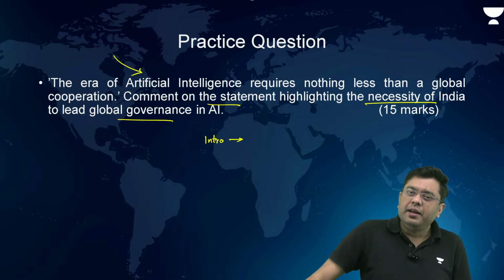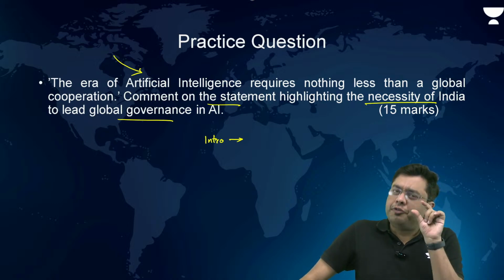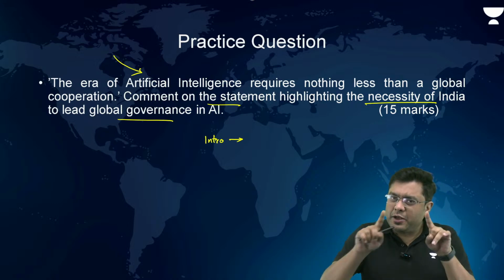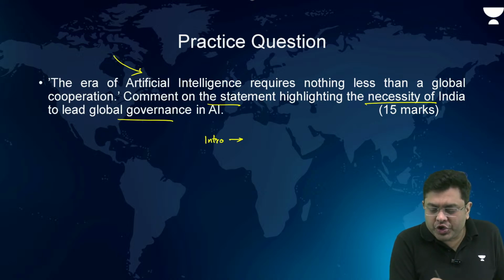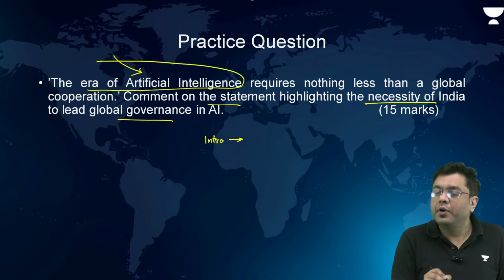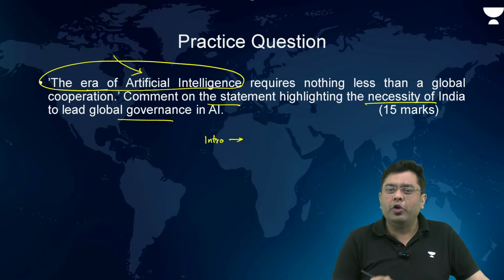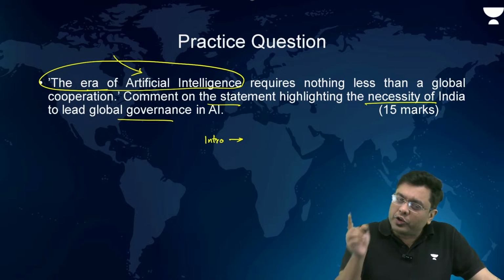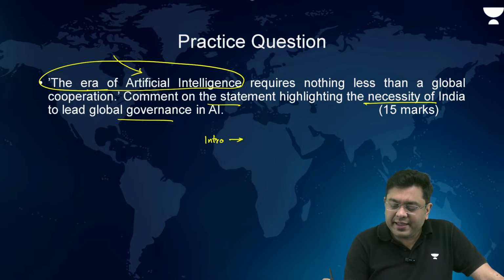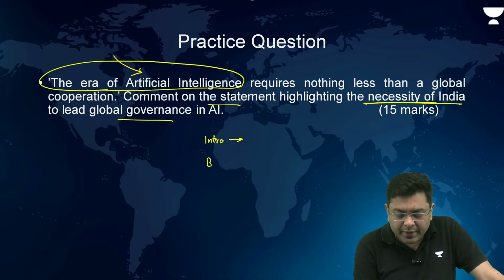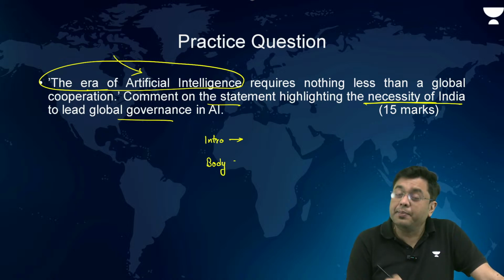Now then, if you take a look at the statement, it has two parts. The first part is the era of artificial intelligence: why does it require global collaboration? That is the first part, and the second is where you have to discuss the necessity of India to lead the global governance. So when you are writing the body of the answer, you talk about the nature of AI here.